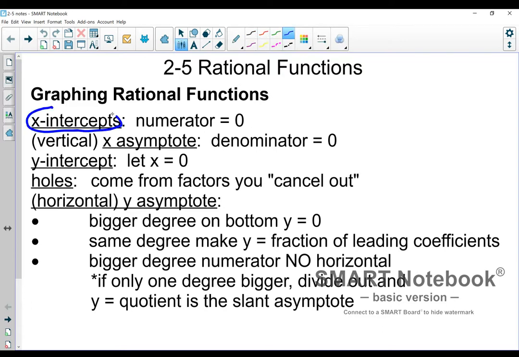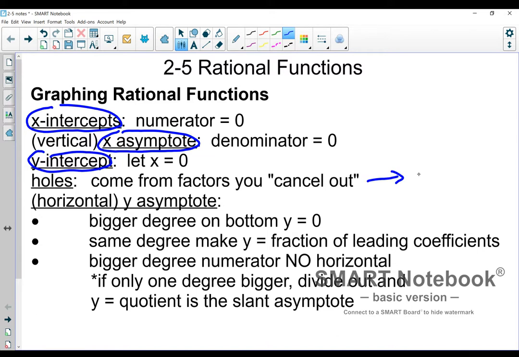So we let our numerator equal 0. Our asymptotes come from the denominator equal to 0, which makes sense because we know that if our denominator equals 0, we have something that's undefined. For our y-intercept, we let our x be 0. The holes come from factors that you can cancel out, so we do see these sometimes.